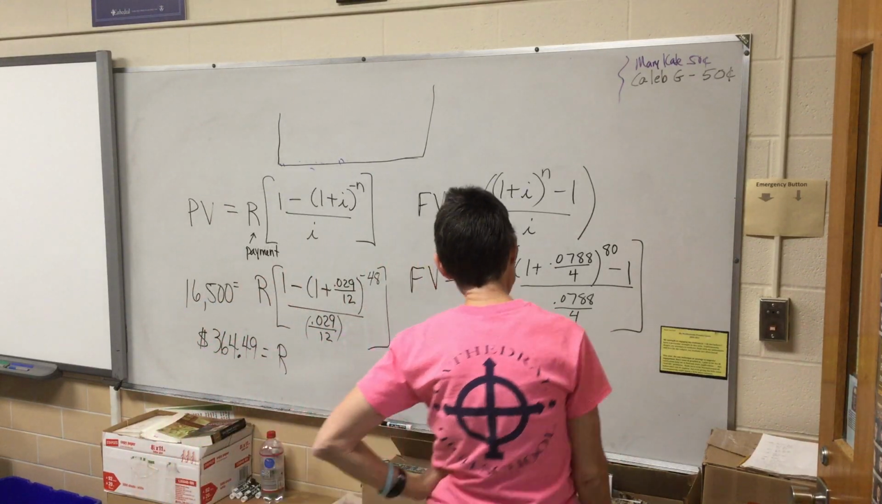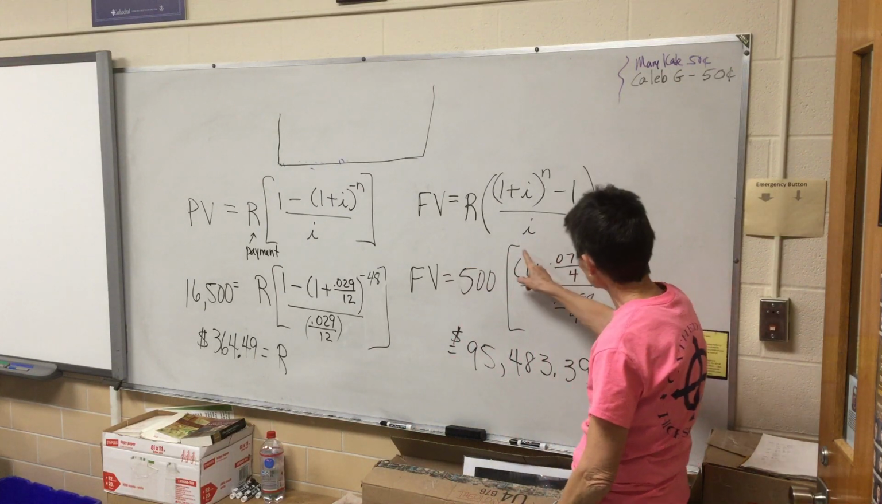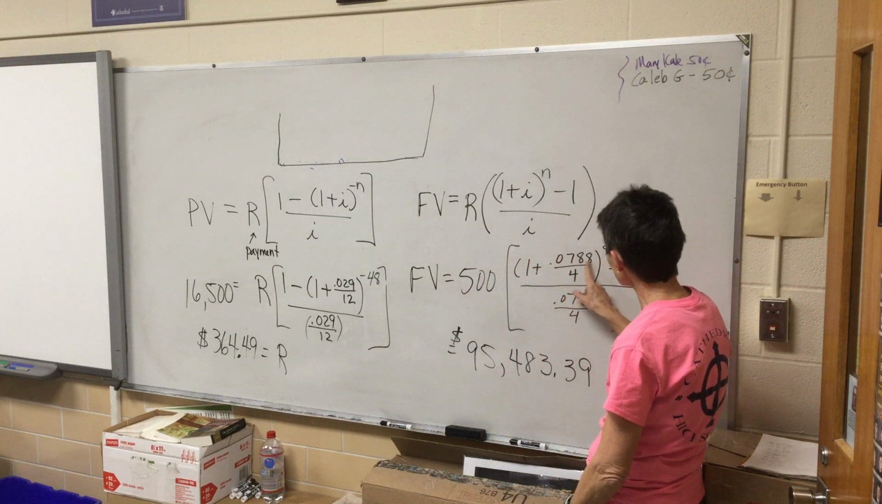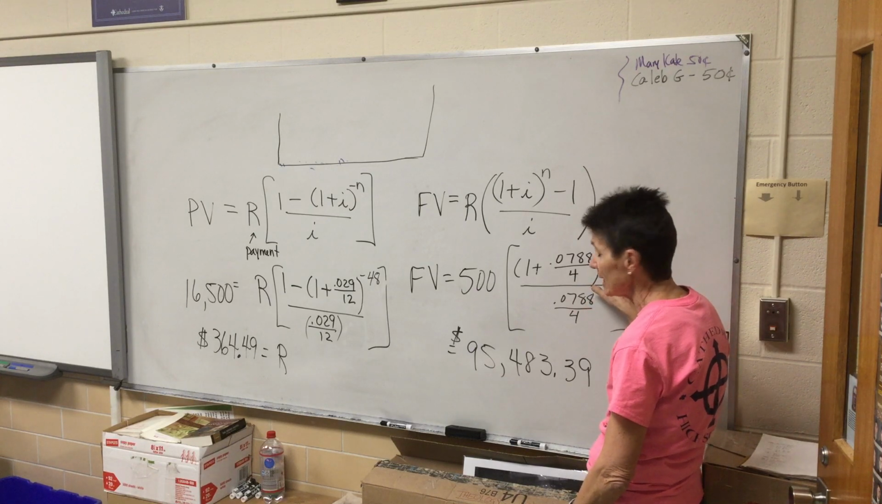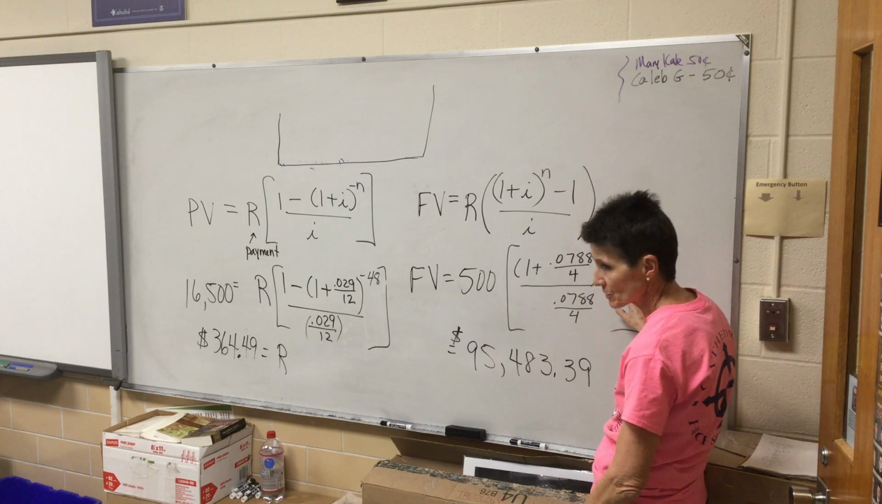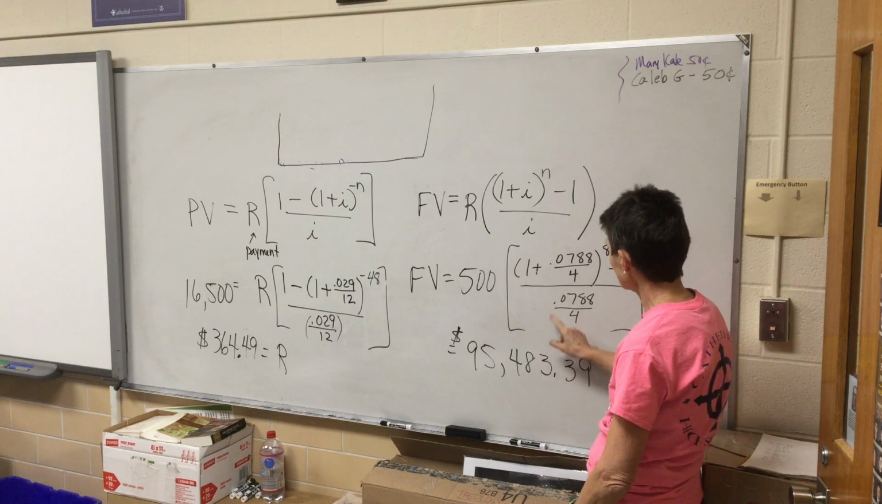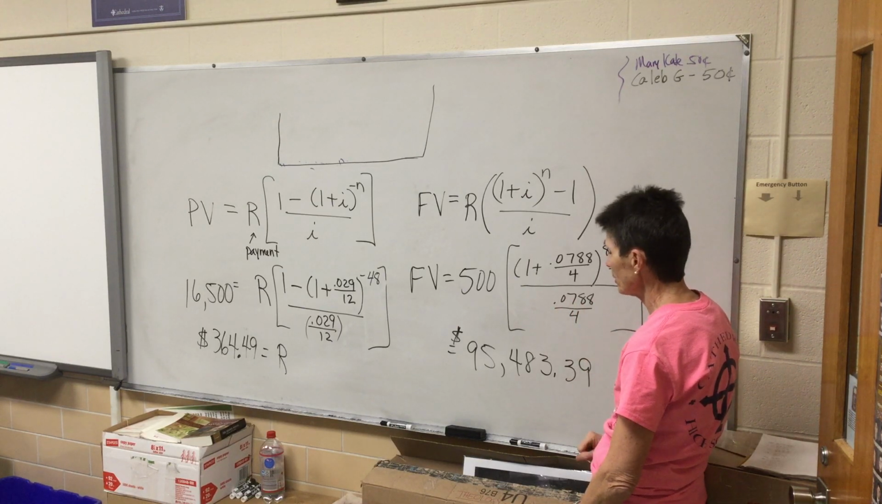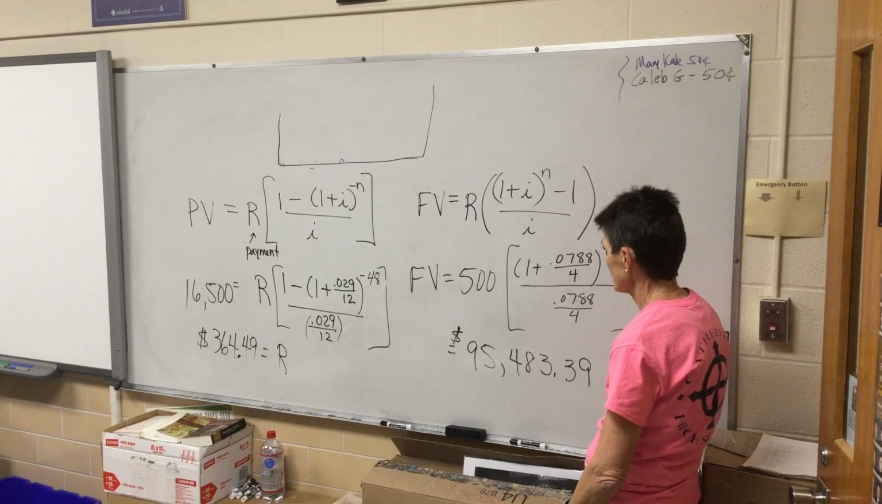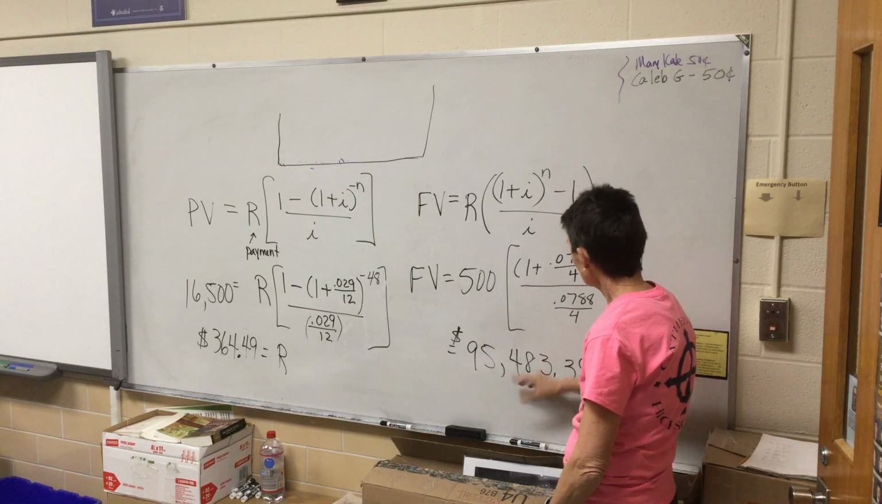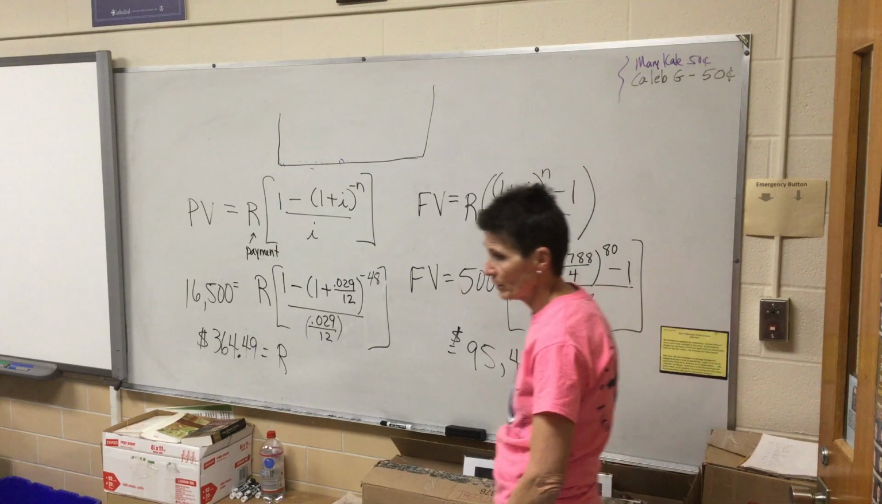Okay, so if you didn't get that, I need you to type parentheses 1 plus 0.0788 divided by 4, close parentheses, raised to the 80th, minus 1 equals. Divided by parentheses 0.0788 divided by 4 equals times 500. And if you type that, this is what you're going to get.